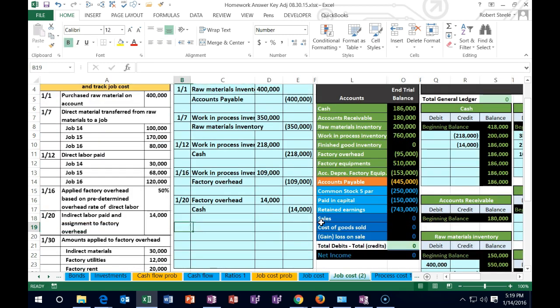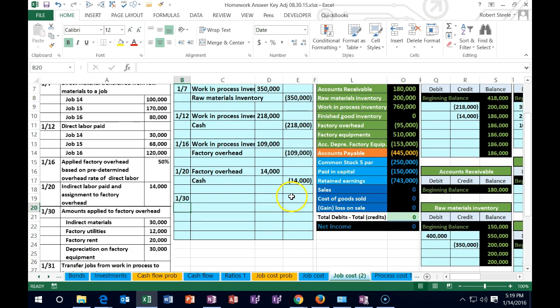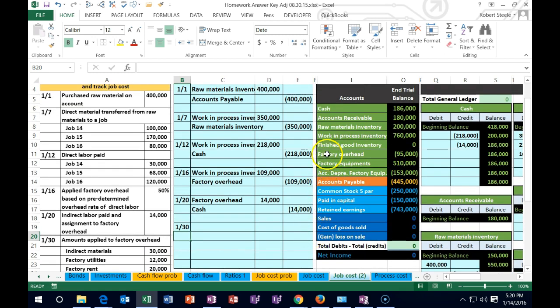Scrolling back over to the left, we are now on 130, which says that amounts applied to factory overhead. So here's all the other stuff that we're paying for, but we don't know which job to post it to. We're going to take this one item at a time. So the first one is indirect materials. Is cash affected? No, all we're doing is transferring the raw materials to, in this case, not work in process, but to overhead.